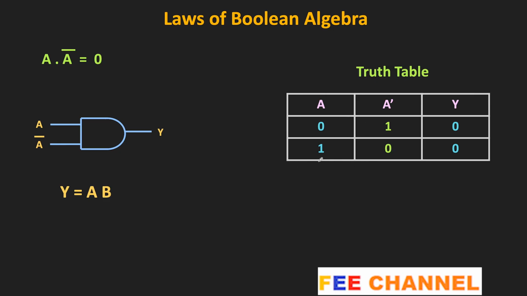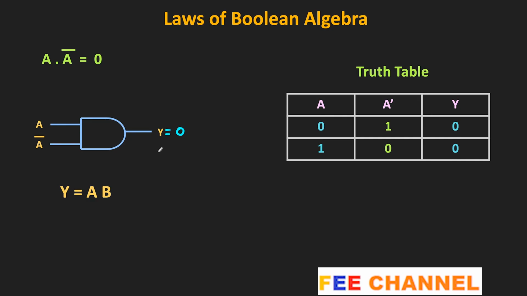As you can see, in any case, one of the inputs to the AND gate is always 0, and therefore, the output of the AND gate will always remain 0. That means y is equal to 0. And that is why the AND operation of a and a bar is equal to 0. So, these were some of the Boolean laws related to the AND operation.